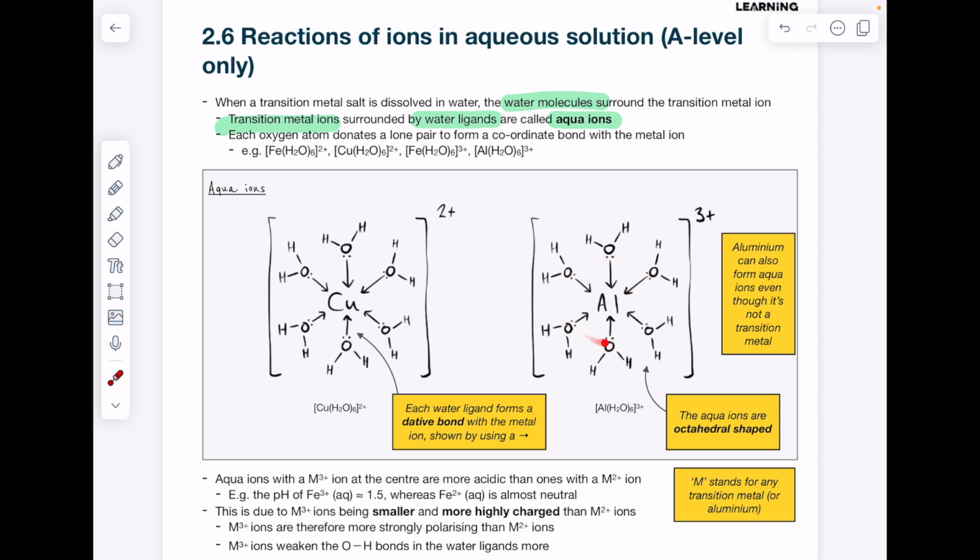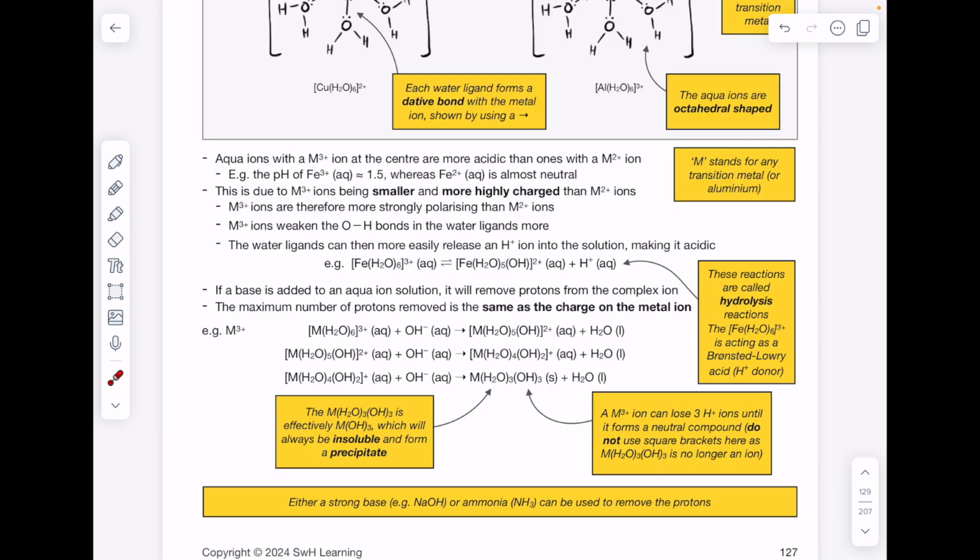And we even say that aluminium can form aqua ions despite the fact that aluminium isn't a transition metal. One thing to be aware of is that aqua ions with an M3+ metal ion at the centre are more acidic than those with an M2+ ion. Obviously, M stands for the transition metal or aluminium, so therefore the pH of Fe3+ is approximately 1.5, whereas Fe2+ is almost neutral. So what is the reason for that? In this case, Fe3+ ions are smaller and more highly charged than the Fe2+ ions, and therefore the Fe3+ ions are more strongly polarizing.